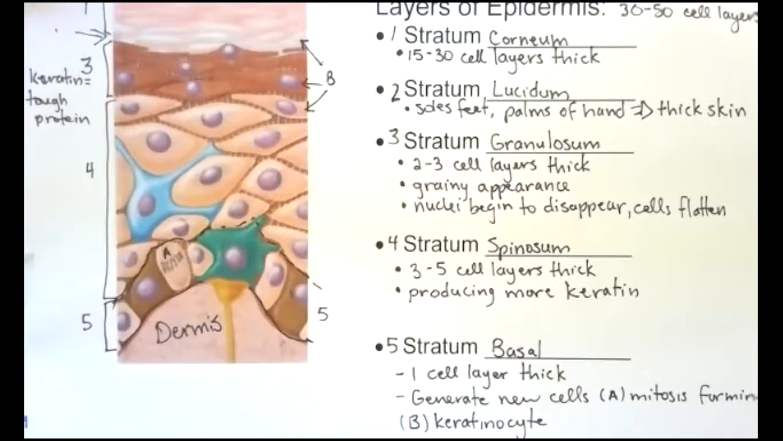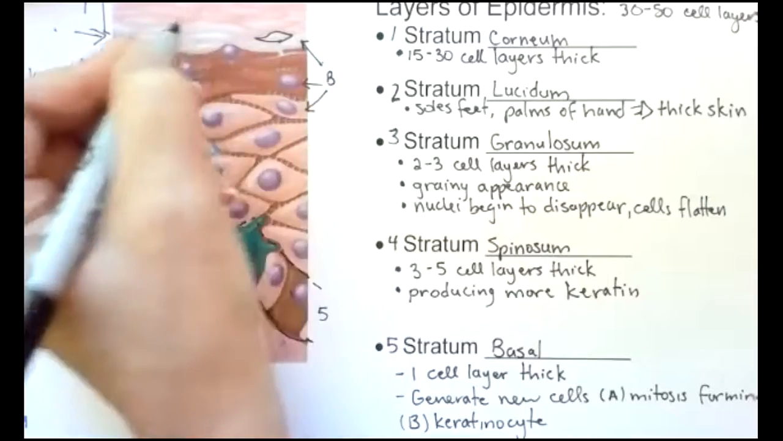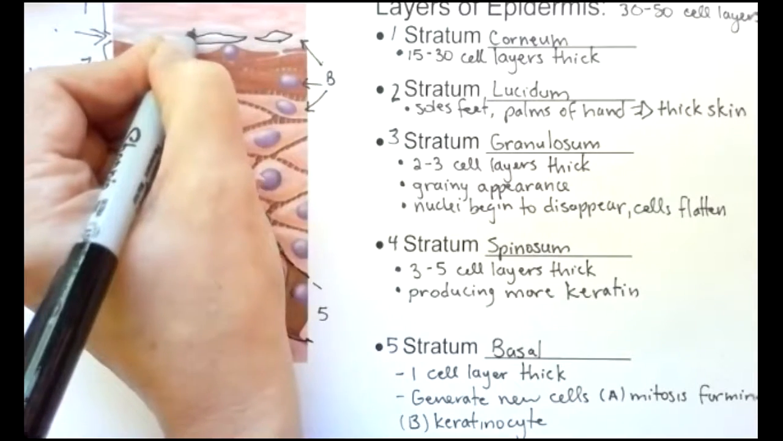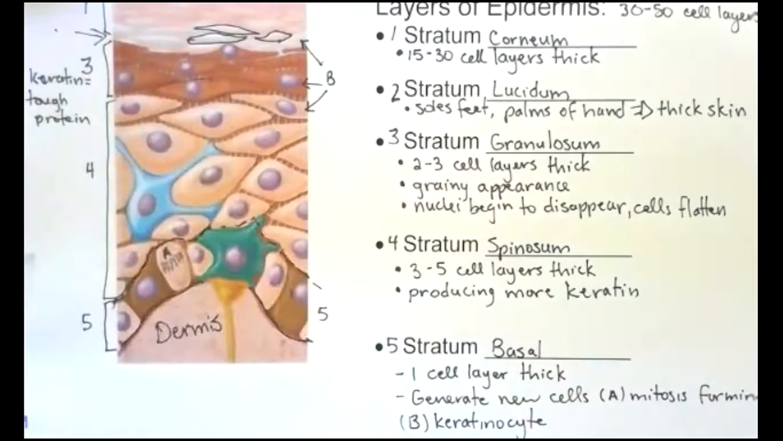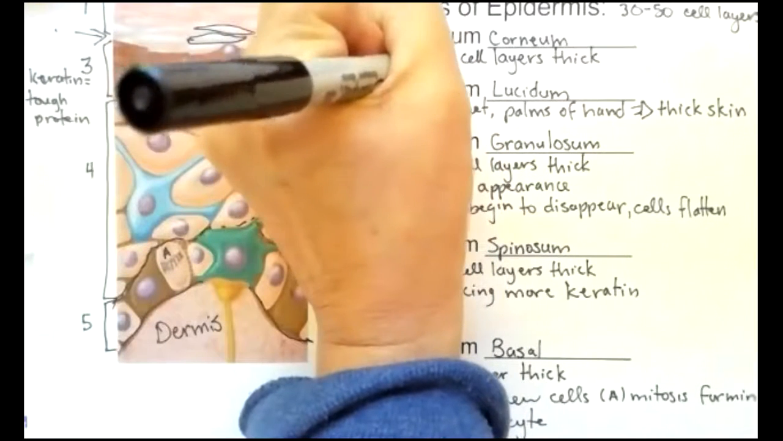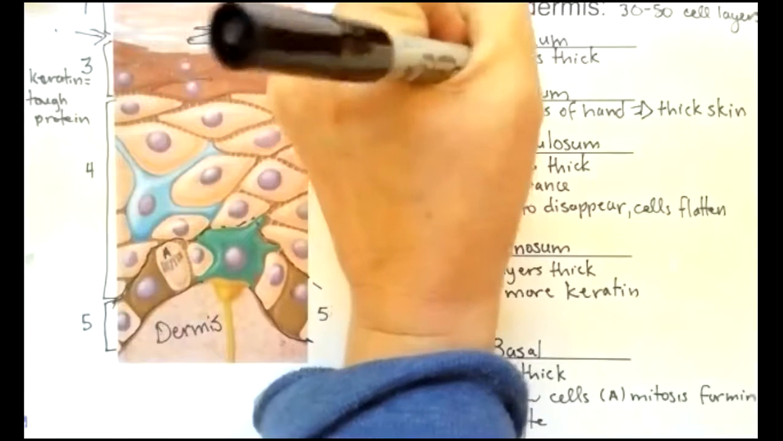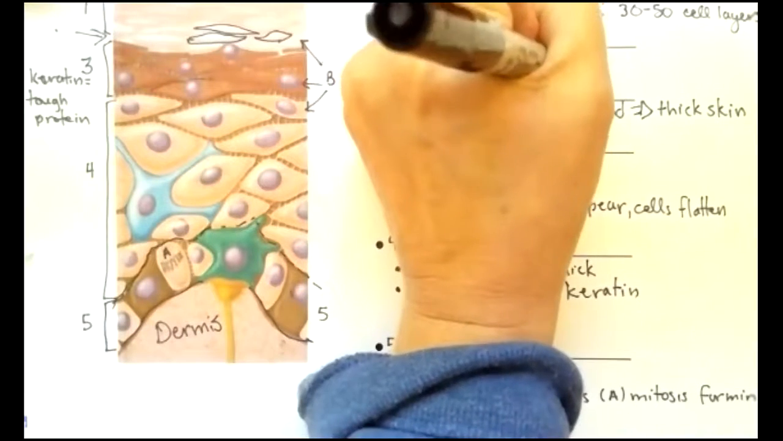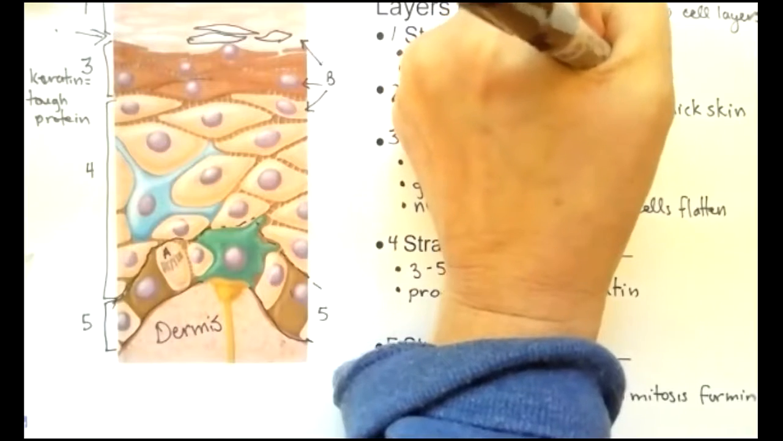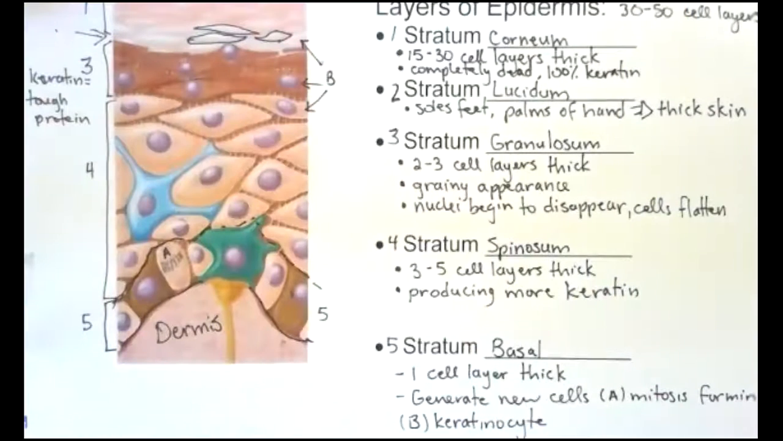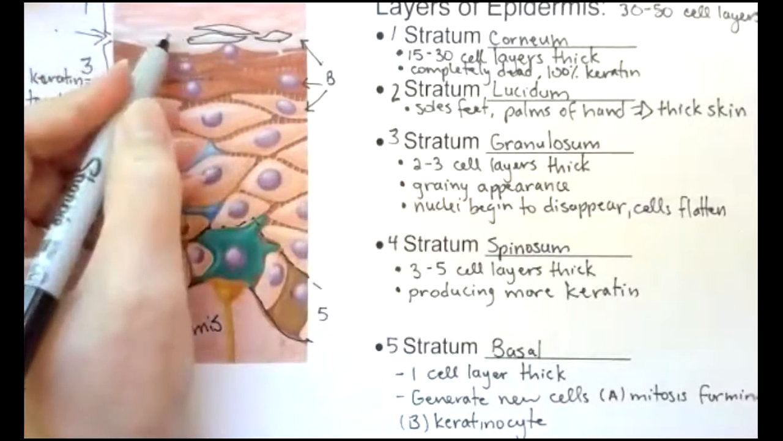Finally, we have the stratum corneum. And up here, this is a cell. This is a cell. This is a cell. These cells are nothing more than basically big pieces of keratin. They're completely dead, and they are 100% keratin. And we have lots of these layers. We said we have 15 to 30 of these layers. So it makes a really, really thick, tough, waterproof barrier. It's why you can scratch the top of your skin and it doesn't hurt.